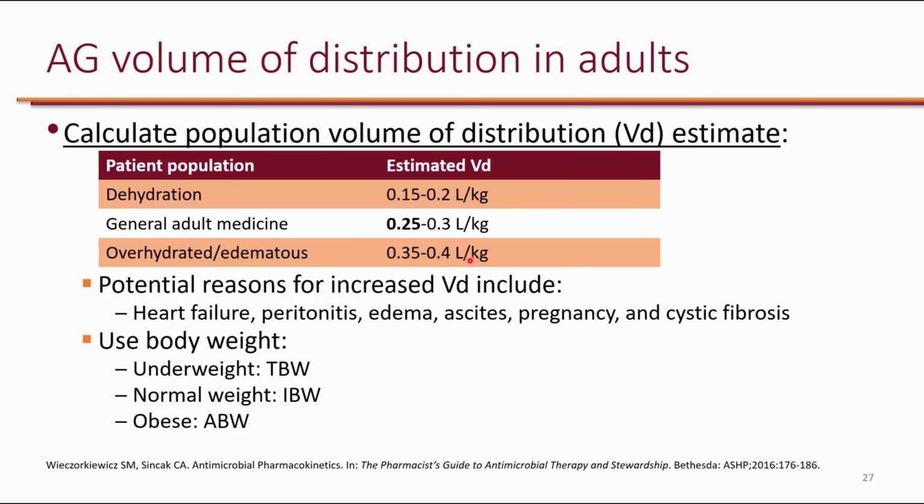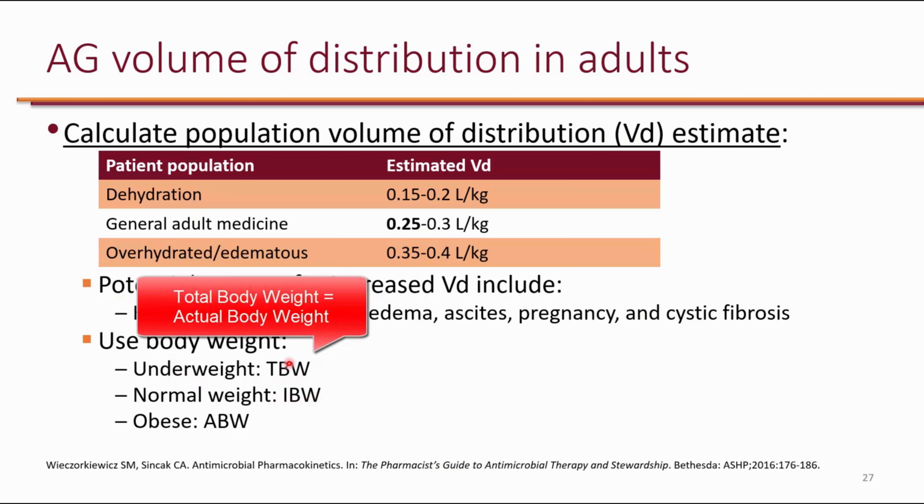Of course, some reasons for fluid overload are heart failure, peritonitis, edema, ascites in patients with cirrhosis, pregnancy, and cystic fibrosis. You will learn about cirrhosis and ascites in your GI course. Now, of course, because these numbers are liters per kilogram, you have to make sure that you use the right number. So generally speaking, for a normal person, we're going to use ideal body weight. If someone weighs less than their ideal body weight, you should use their actual body weight, which will be the smaller number. And in obese patients, we're going to use adjusted body weight.